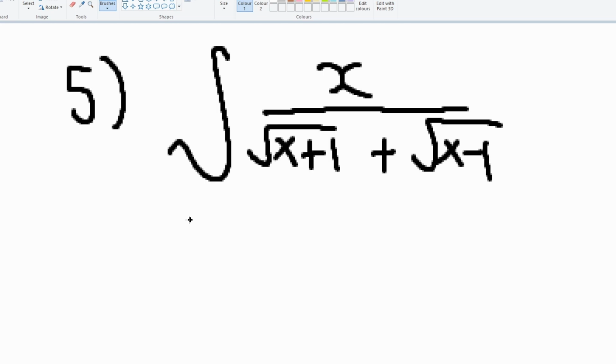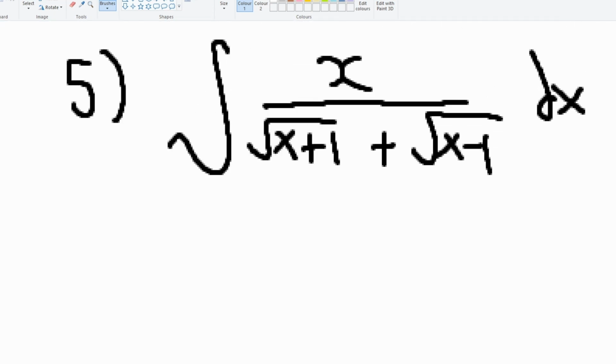Today we're going to be solving question 5 and 6 of the MIT Integration B qualifying exam 2022. So let's not waste any more time and get right into it. So here's the first question of our video today. It is the integral of x over square root of x plus 1 plus square root of x minus 1 with respect to x. So the first step to solving this integral is to rewrite it and to simplify it.